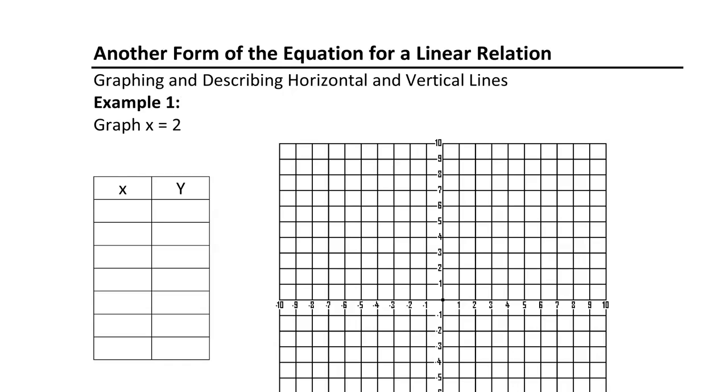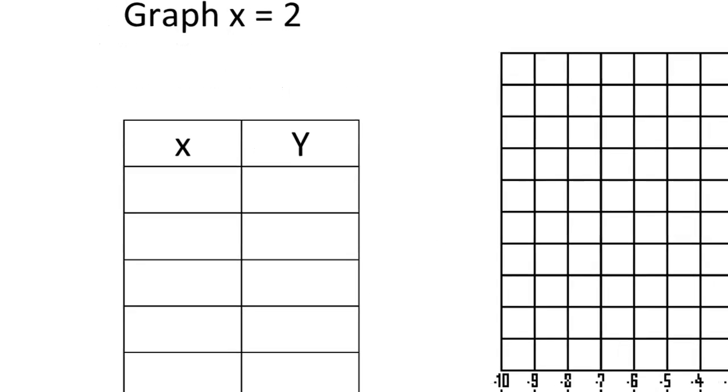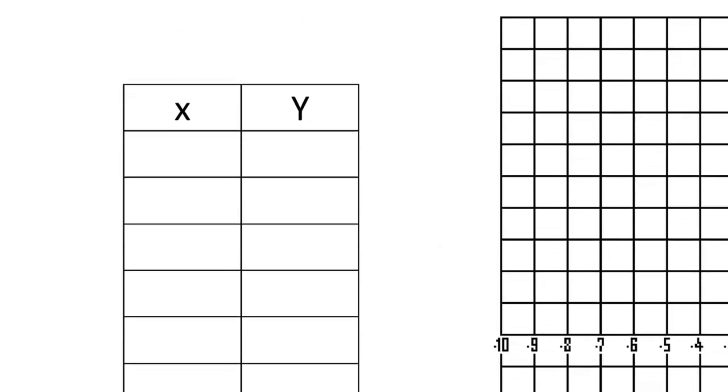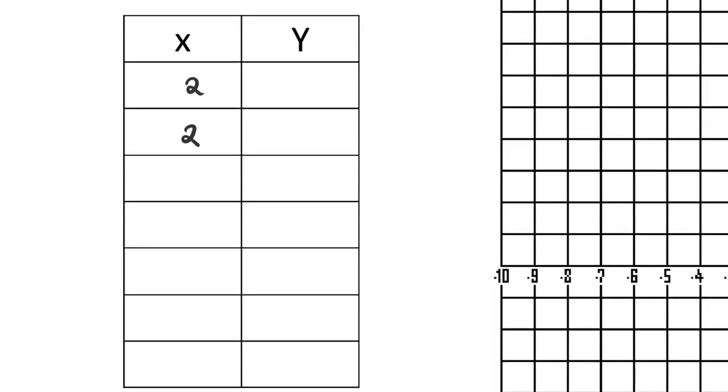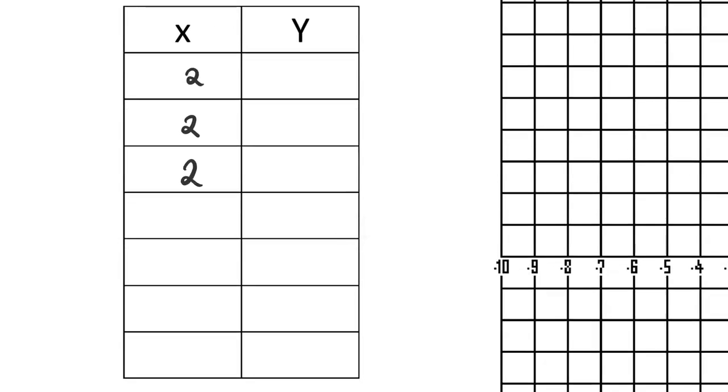So let's see what happens when you're creating a horizontal or a vertical line when you're given just a value for x. Now, having only a value for x means that all of your x values are going to be 2, because in this case, it says graph x equals 2. So x will always equal 2. So you can jump in and fill in all of your values for x as 2 right now.